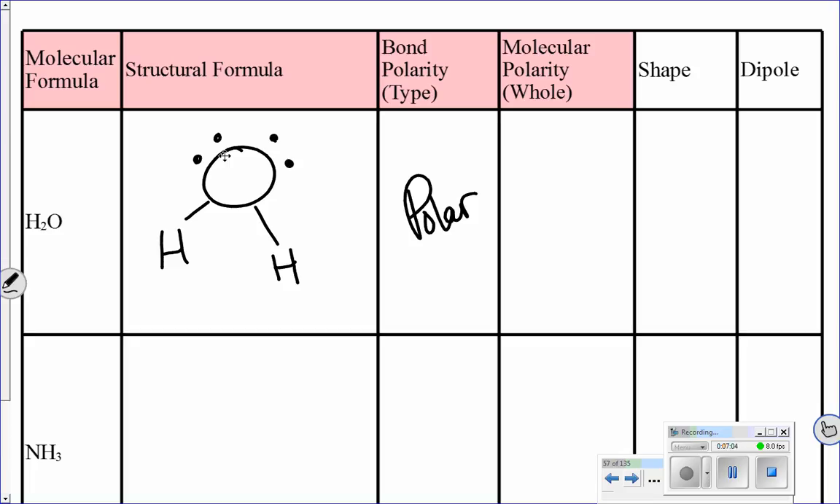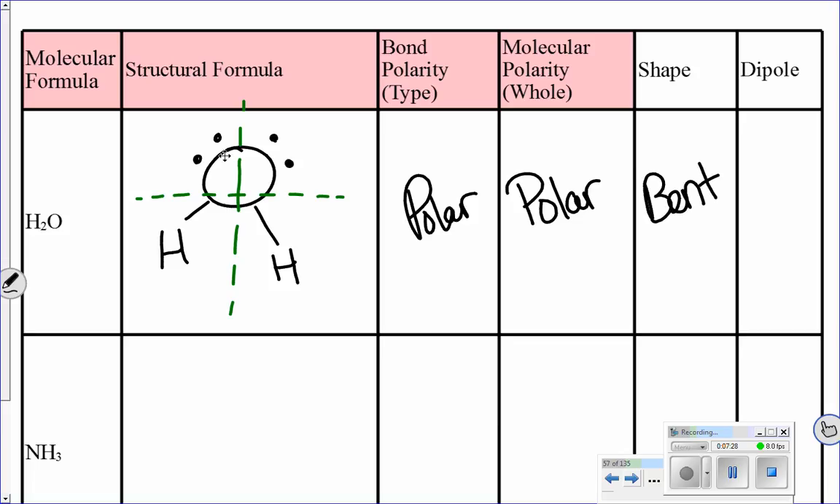If we wanted to check our symmetry here, we're going to do chop chop. That is symmetrical that way, but it is not symmetrical this way. So if a molecule is not symmetrical both ways, it is a polar molecule. This guy's not in a line, he's not linear. The shape for a water molecule is called bent.